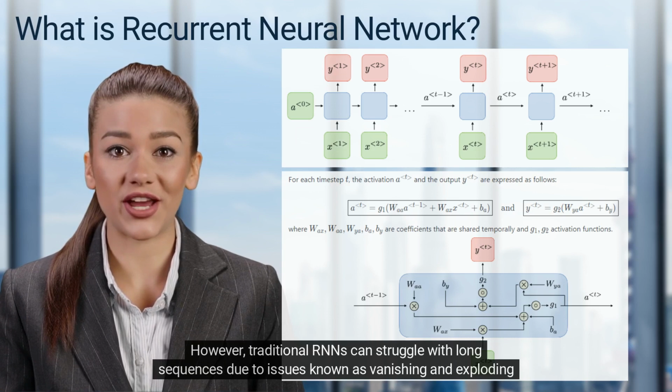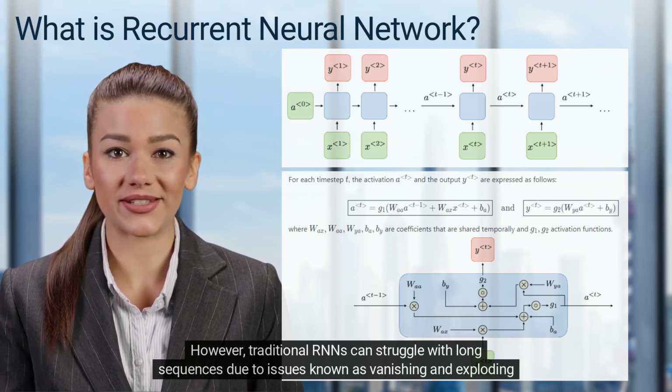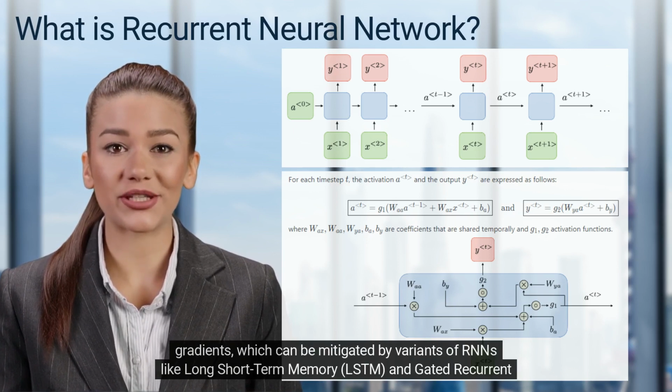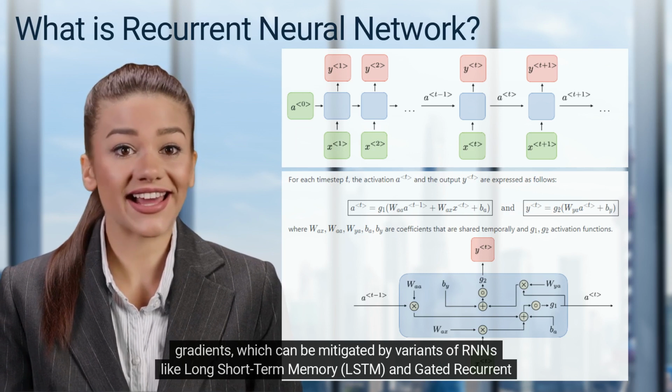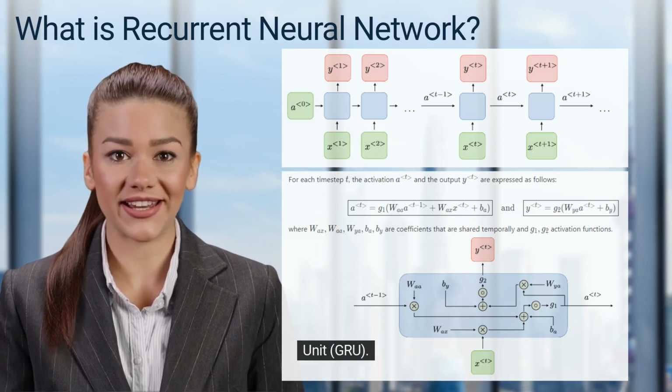However, traditional RNNs can struggle with long sequences due to issues known as vanishing and exploding gradients, which can be mitigated by variants of RNNs like long short-term memory, LSTM, and gated recurrent unit, GRU.